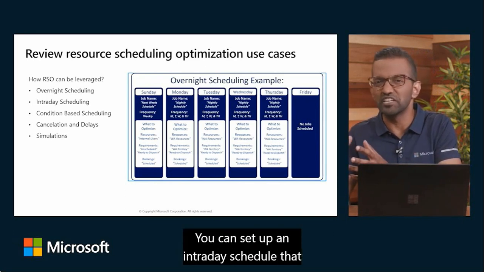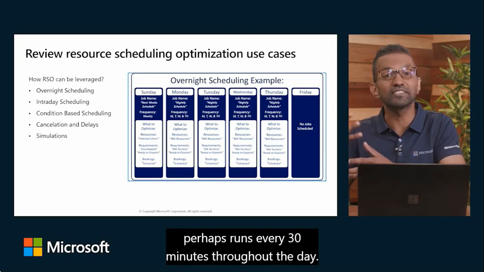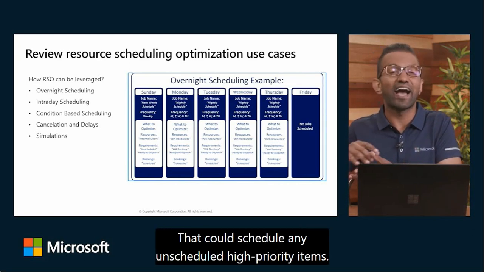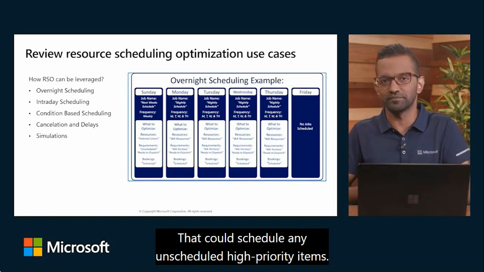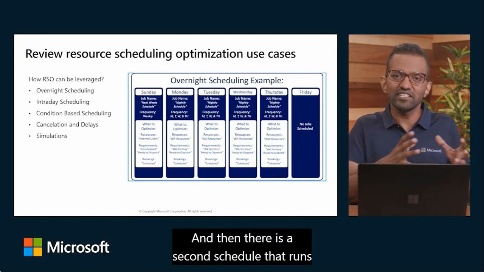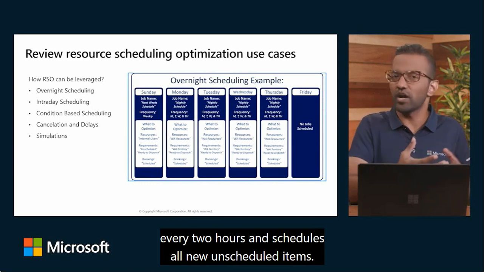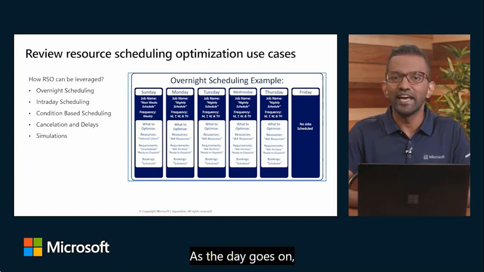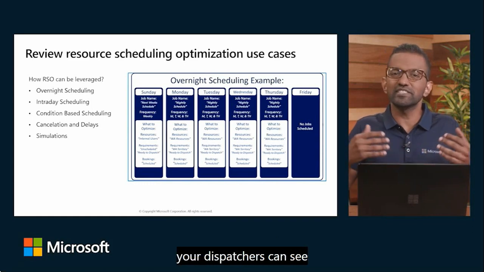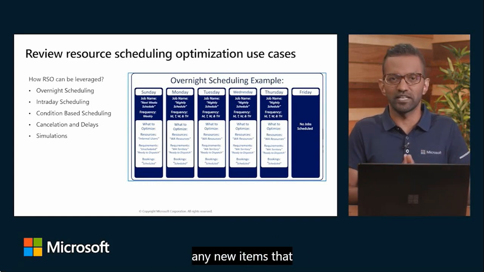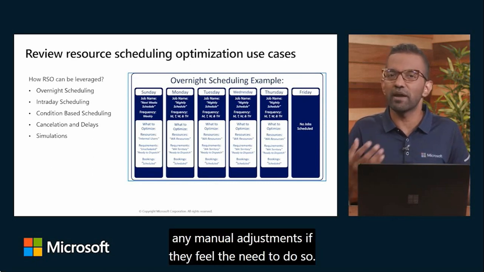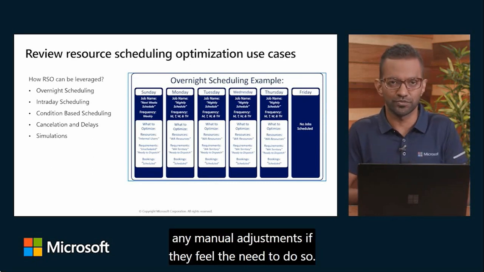It could also be a situation where non-high priority work orders have a little bit more flexibility. You can set up an intraday schedule that perhaps runs every 30 minutes throughout the day, and that could schedule any unscheduled high priority items. And then there is a second schedule that runs every 2 hours and schedules all new unscheduled items. As the day goes on, your dispatchers can see any new items that have been scheduled on the schedule board, and they can choose to make any manual adjustments if they feel the need to do so.